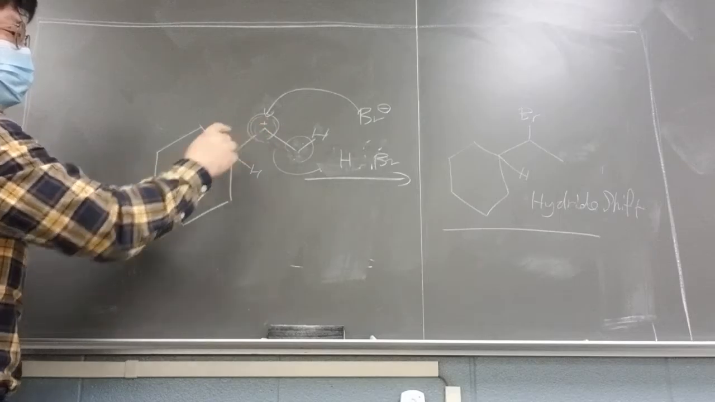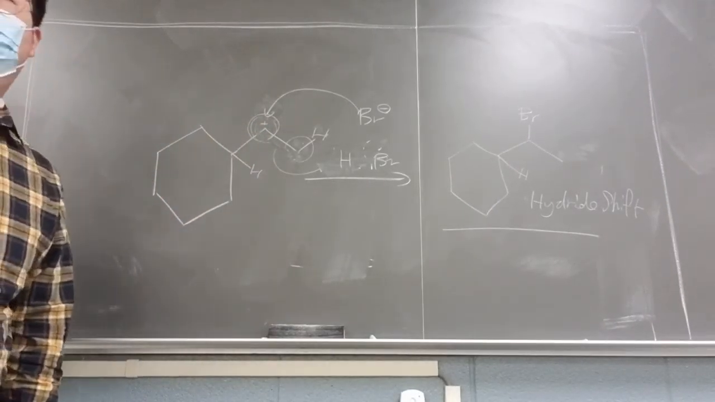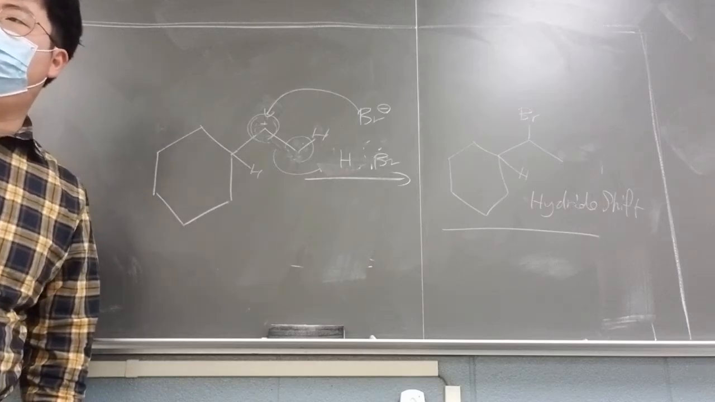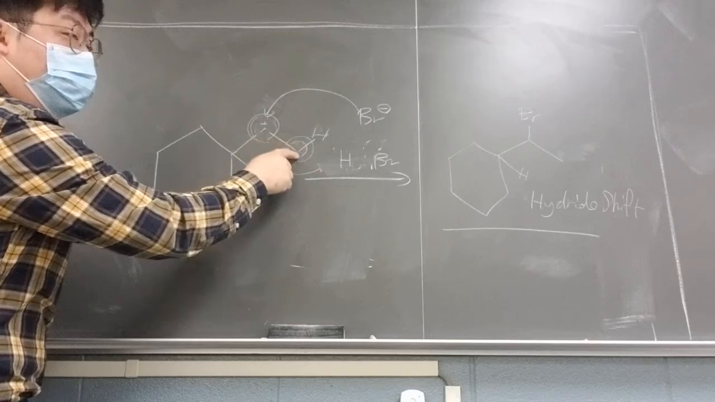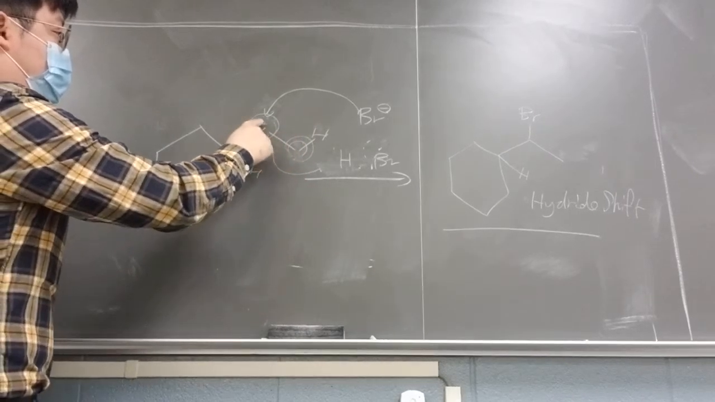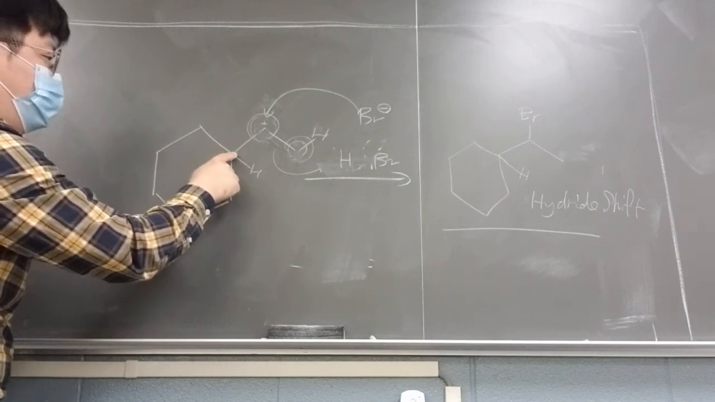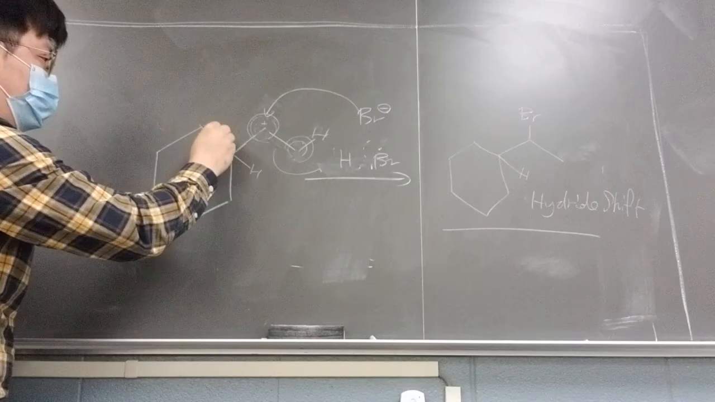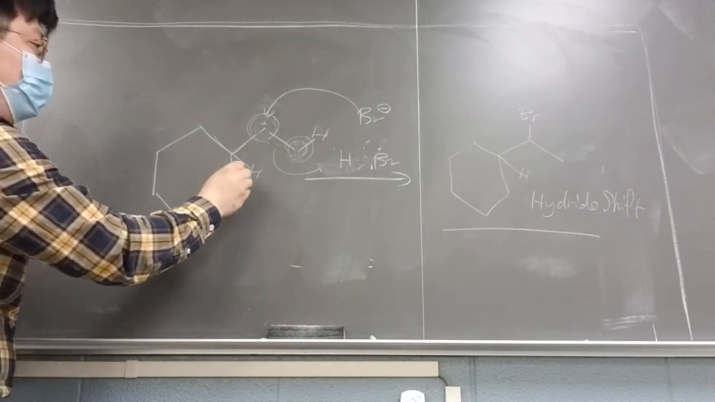Either they put the hydrogen here, putting the positive charge, the carbocation, on this carbon. They can also do it this way. But they're going to choose between these two choices. Do you know why? It's because of the carbocation stability.